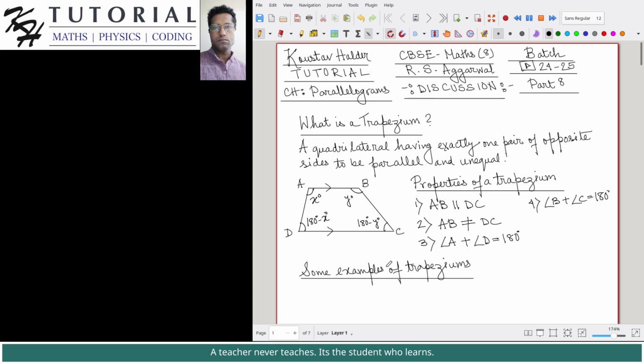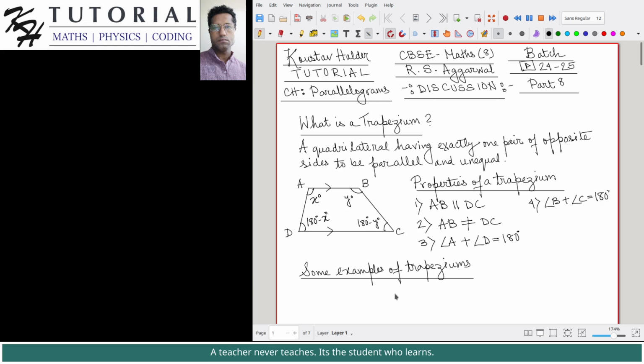And since one pair of opposite sides is parallel, based on these facts, we are getting two pairs of supplementary angles. One pair is angle A and angle D, the other pair is angle B and angle C.